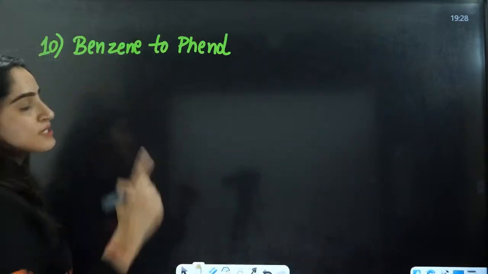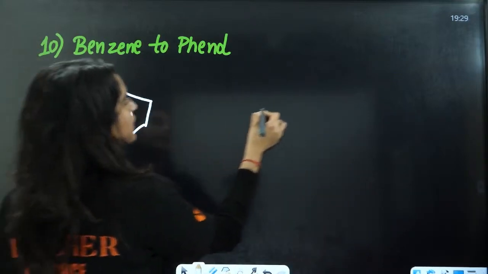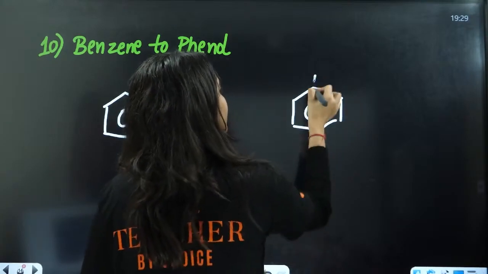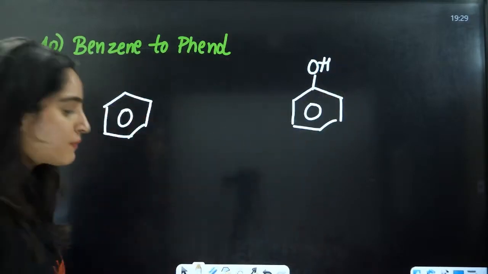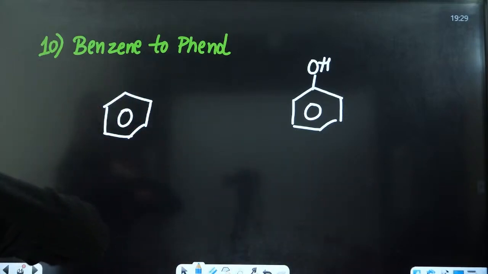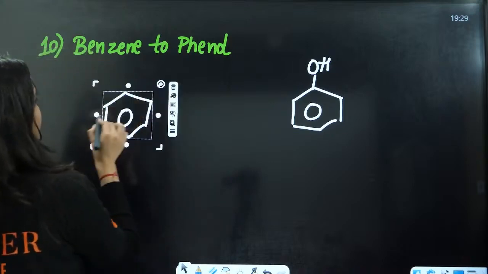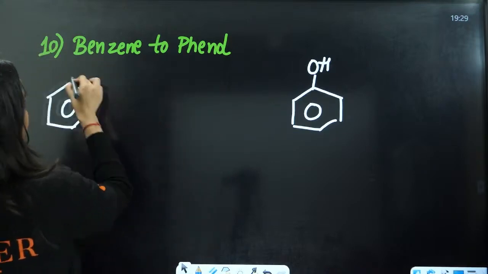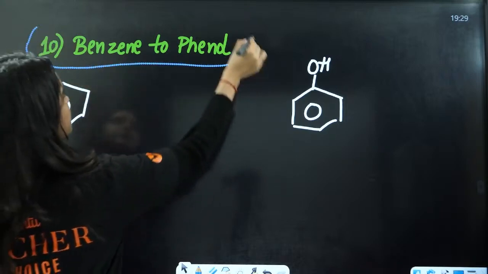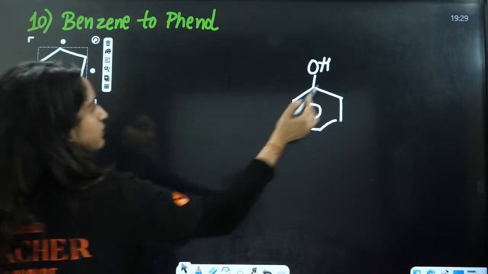Understood this? Now let us come to the 10th reaction, that is benzene to phenol. This is benzene. Let us convert it into phenol. How are you going to convert benzene to phenol? Very simple reaction. Think about this.